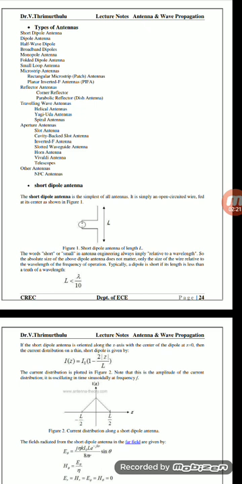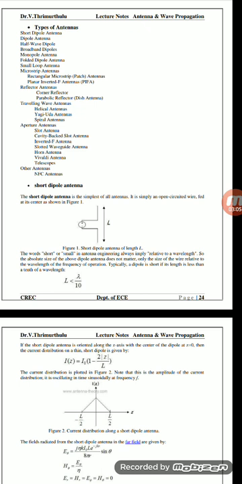The word short or small in antenna engineering is always relative to the wavelength. So the absolute size of the dipole antenna does not matter. Only the size of the wire relative to the wavelength of the frequency of operation matters. The short dipole antenna is oriented along the z axis. So z equals 0, and the current is I naught times (1 minus 2 modulus z by L). That is the short dipole antenna formula.